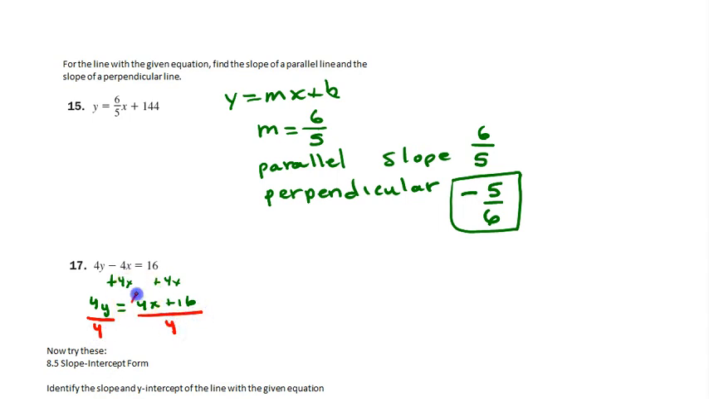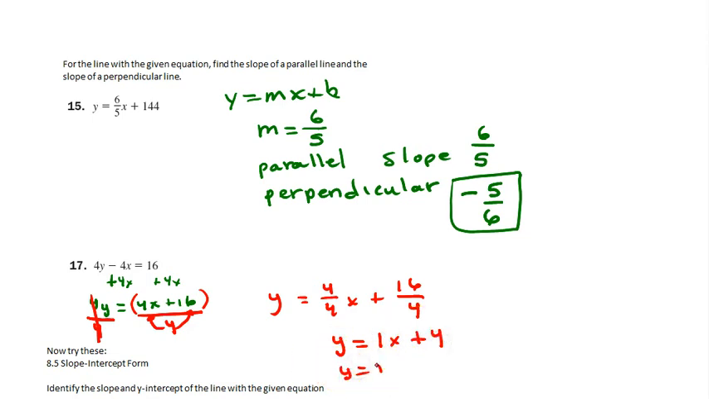Now be careful here, because remember, dividing by 4 is kind of like multiplying it by 1/4. So I really have to do this to both terms on this side of my equation. So over here I get y because the 4's cancel out. But here I end up with 4/4x plus 16/4. If I simplify this, I get y equals 1x plus 4. Now we're in y equals mx plus b form, and I can identify my parallel and perpendicular slope.